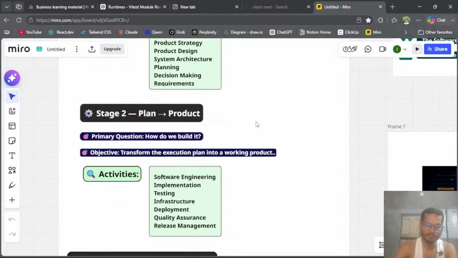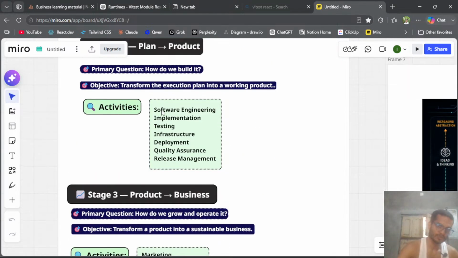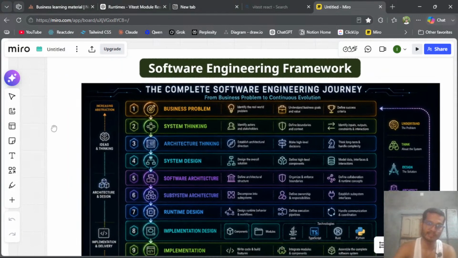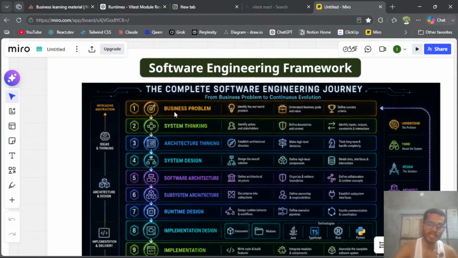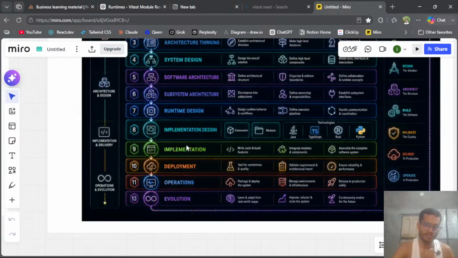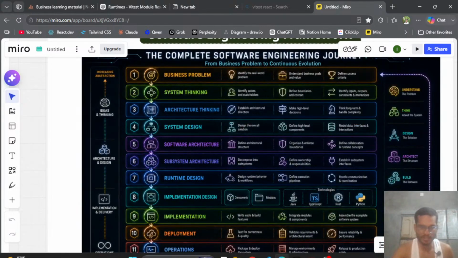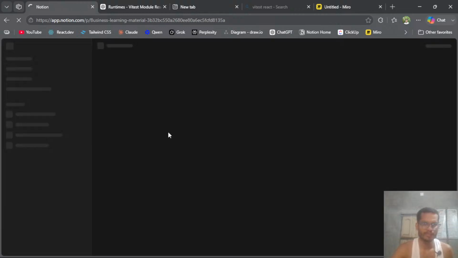Now software engineering comes into play. Then we have software engineering and all these things. So we figure out the business problem, system thinking, architectural thinking, all this stuff. And to understand the details, I already have the entire document and mental model.